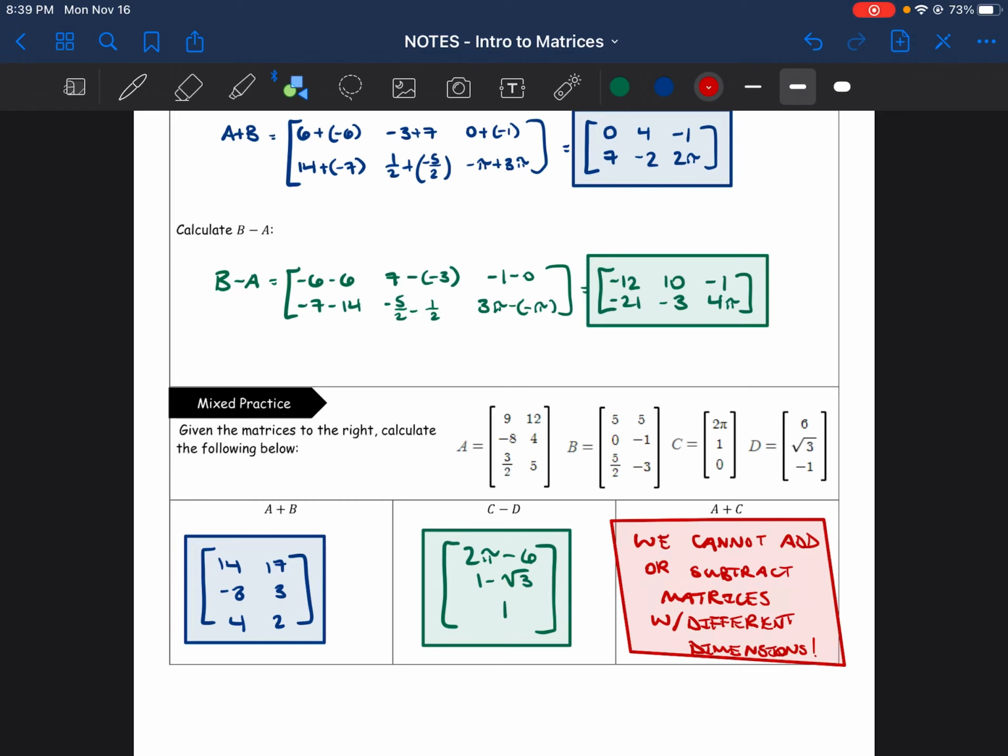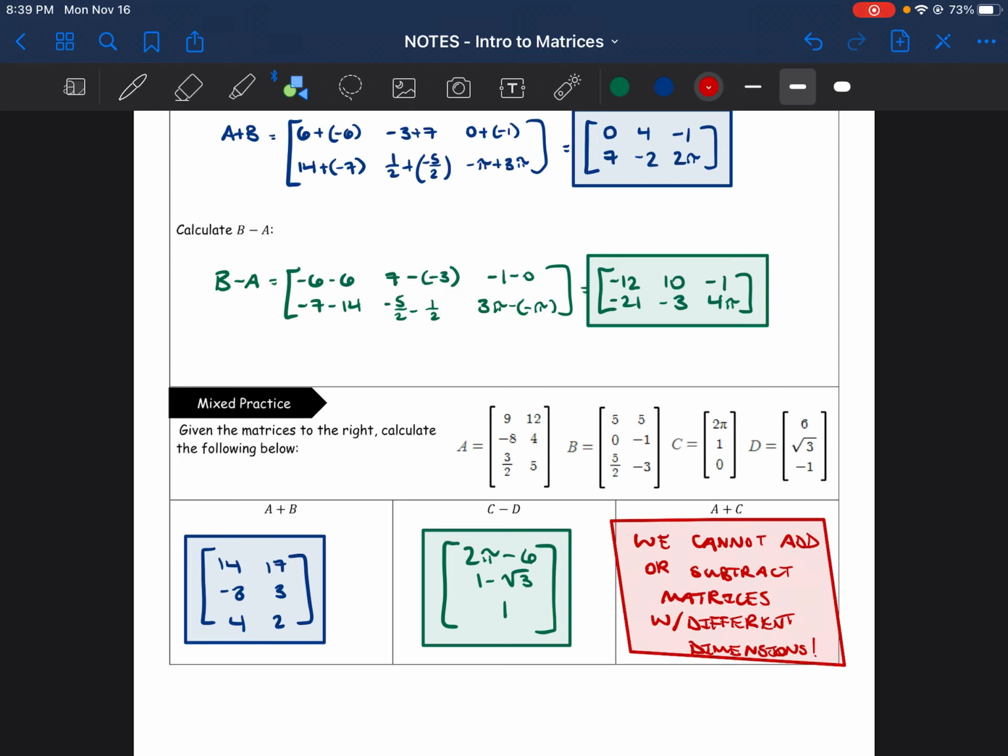So this has been our introduction to matrices. We saw some basic terminology. We understand what a matrix is, how to write a matrix. We understand the dimensions of the matrix, the entries of the matrix. We saw some definitions like zero matrix, identity matrix, things like that. And we also saw addition and subtraction of matrices.